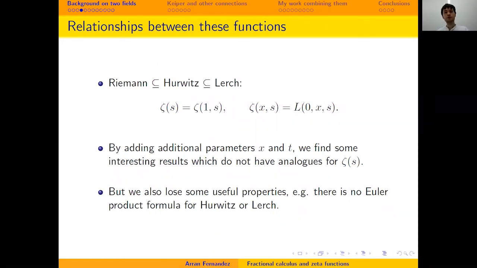So when you go from Riemann to Hurwitz to Lerch, you are adding additional parameters. First you have only s, and then you add a new variable x, a new variable t, and by doing this we find some interesting results which do not have analogues for the original Riemann zeta function. But we also lose some useful properties. By doing this generalization, you lose, for example, the Euler product formula. There is an Euler product formula for the Riemann zeta function, but not for the Hurwitz or Lerch zeta functions. So as always in mathematics, you generalize a little bit, you gain something, and you also lose something.